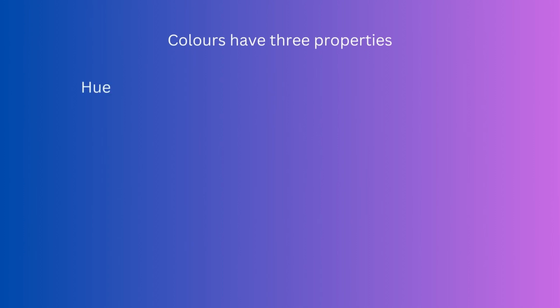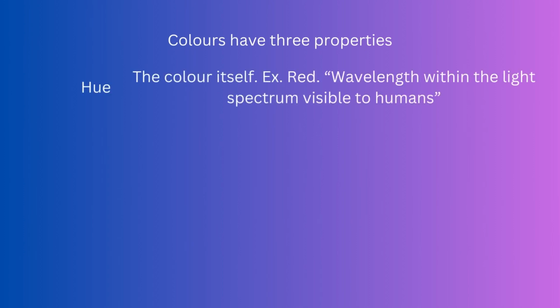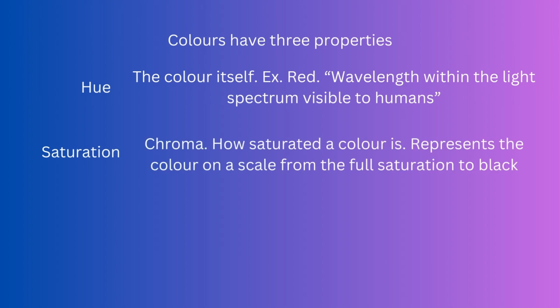Colors have three properties each. The first is hue. Hue is just the color. In technical terms, it's the wavelength within the light spectrum that is visible to humans. The second is saturation, also known as chroma. This is how saturated a color is. This is shown on a scale from hue, or full saturation, to black.